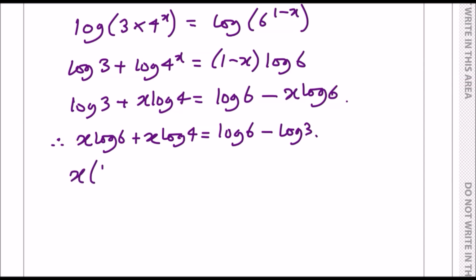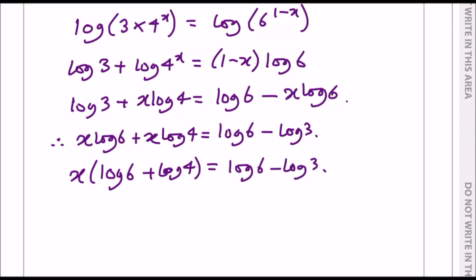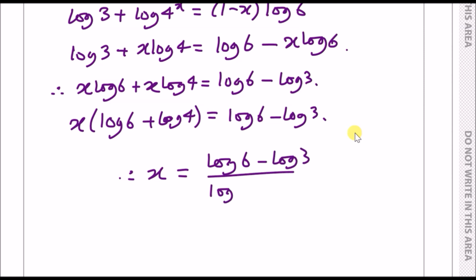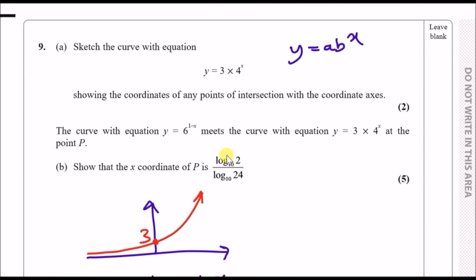And inside the bracket, you're going to have log 6 plus log 4 is now going to equal log 6 minus log 3. And finally, one more step, you can now just divide this bracket across here. And you're going to be given x equals log 6 minus log 3 all over log 6 plus log 4. Now this is actually the answer, but they want it in a particular form, right?